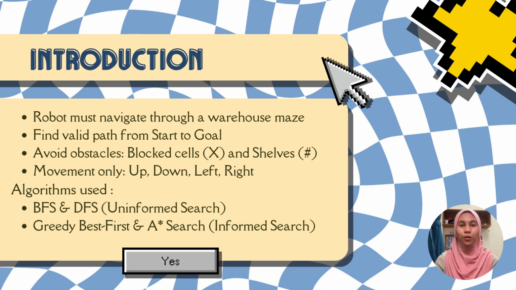For this project, a robot must navigate through a warehouse maze to find a valid path from start to goal. It must avoid obstacles like blocked cells and shelves. The robot can only move up, down, left, and right. We use four algorithms: BFS and DFS, which are uninformed search, and greedy best first and A star search, which are informed search.